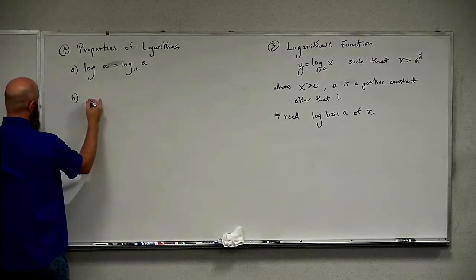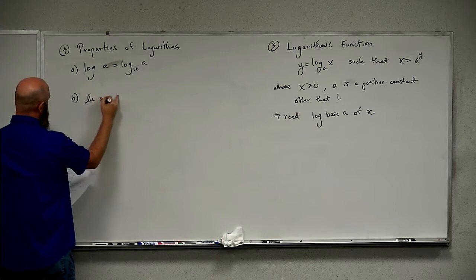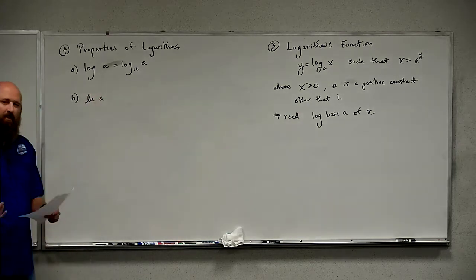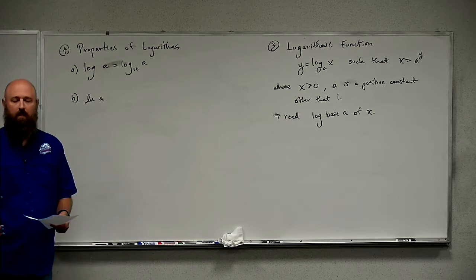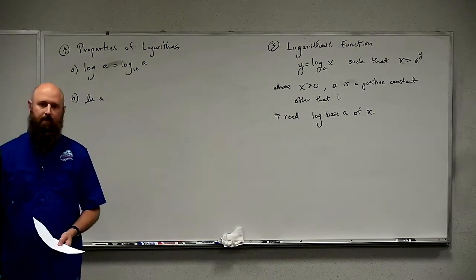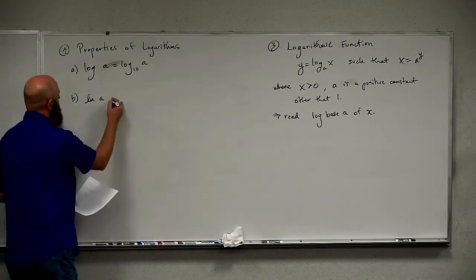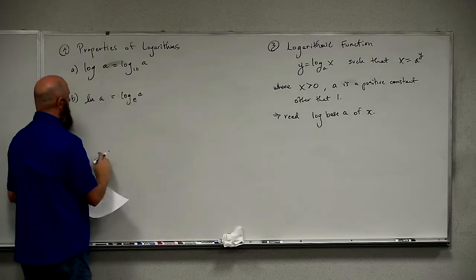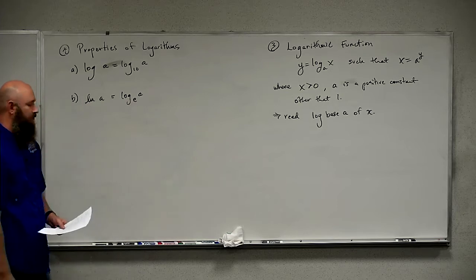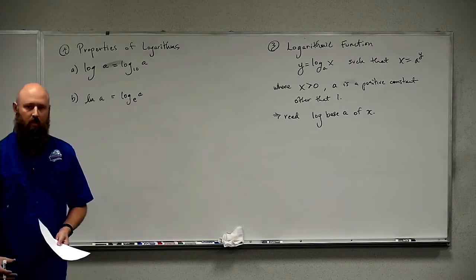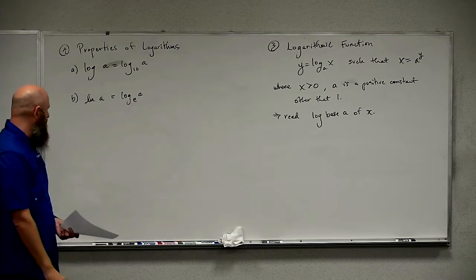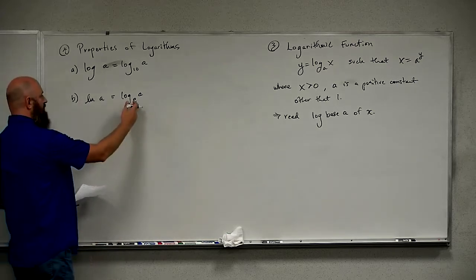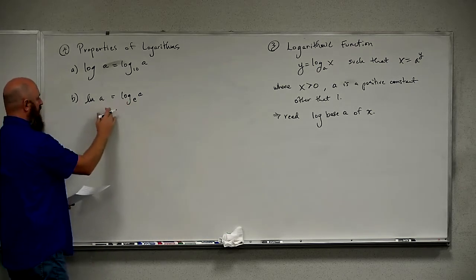We do have another one. It means ln of A. You'll notice I write that in cursive so my L doesn't look like a 1. So ln A means log base E of A. This is our natural log, which is why we call it that. We won't ever write log base E, we'll write ln for those.